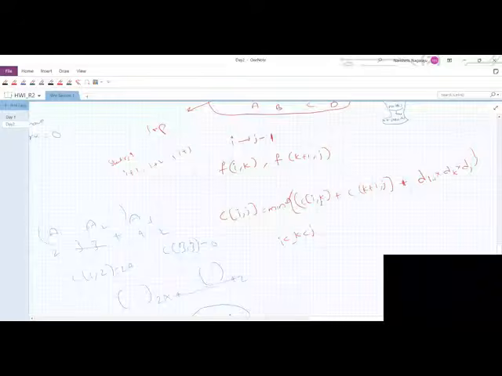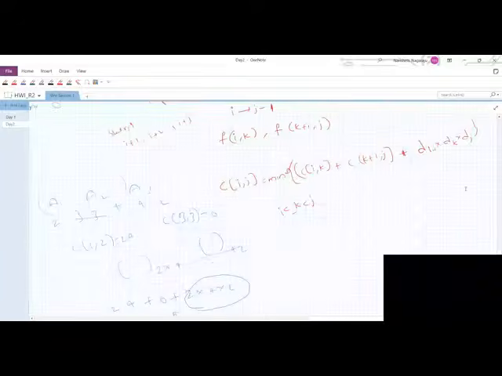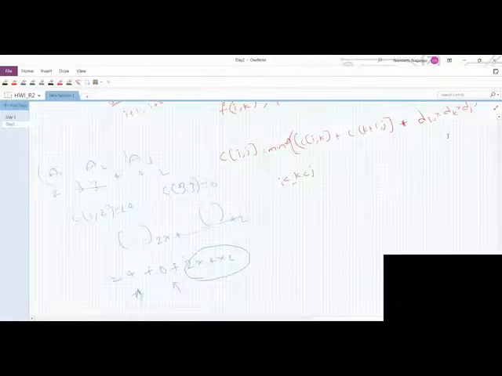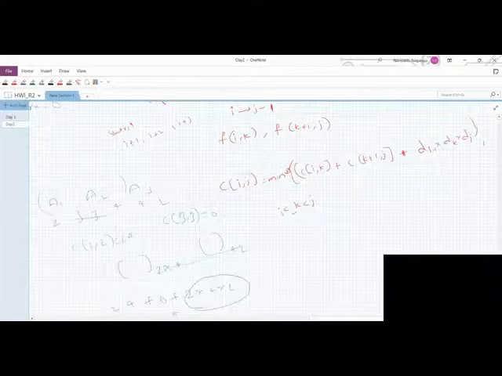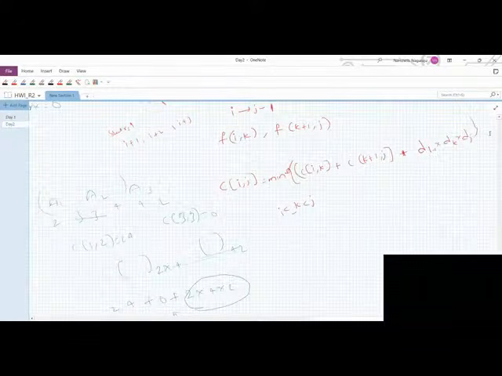Calculation for the left partition, that is these two. Calculation for the right partition, the same as A3. And the calculation for the resultant matrix, I put here I minus 1 to J. I hope you got it. Did you understand how I took it?